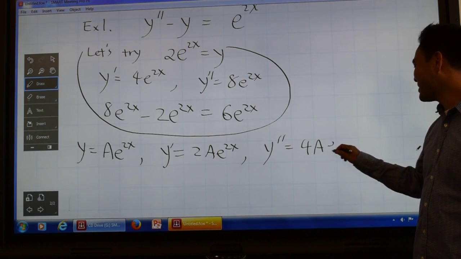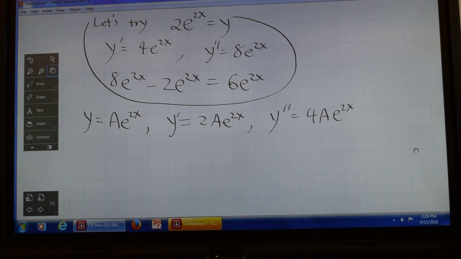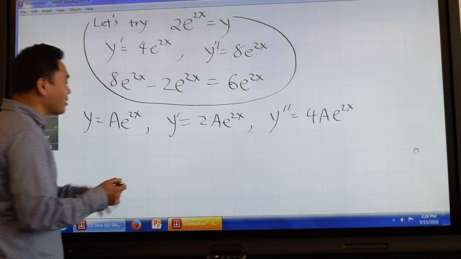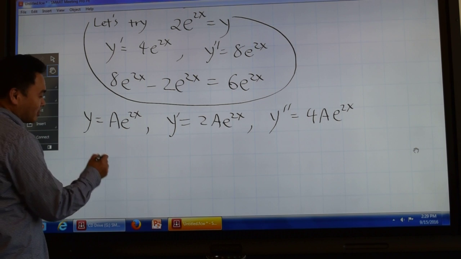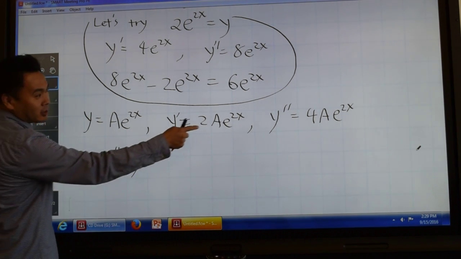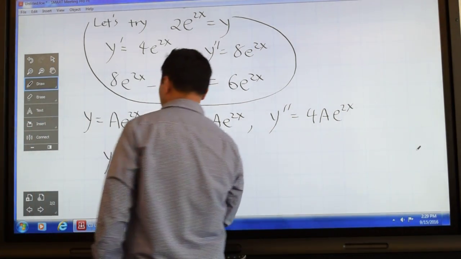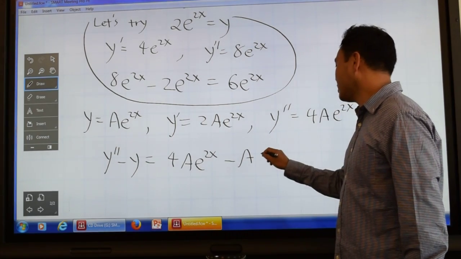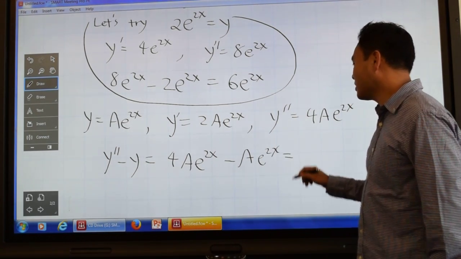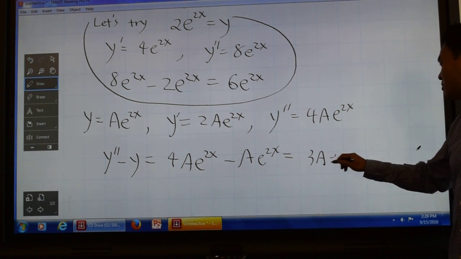4a e to the 2x. And David just told me what that was. Thank you. All right, and then you plug it into the left side. You get y double prime minus y. This was the left side, right? And that's equal to 4a e to the 2x, and then minus a e to the 2x. And what's that? 3a e to the 2x.